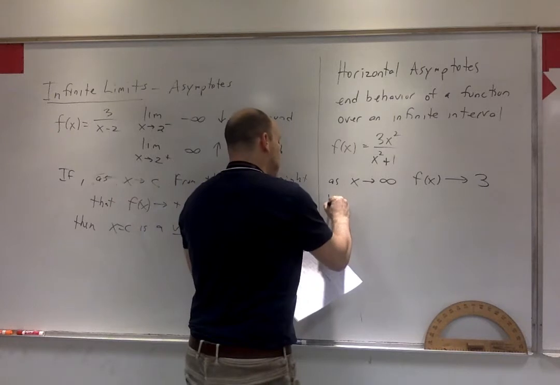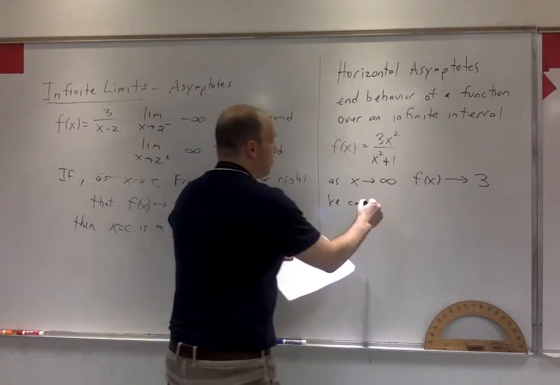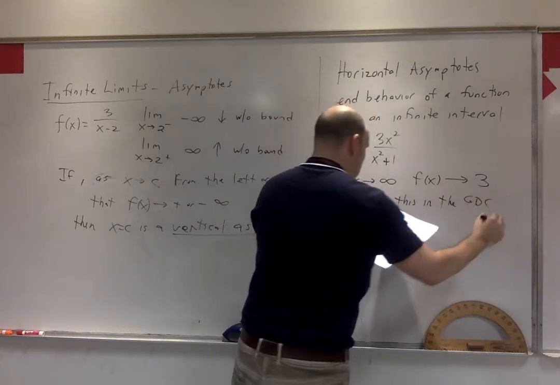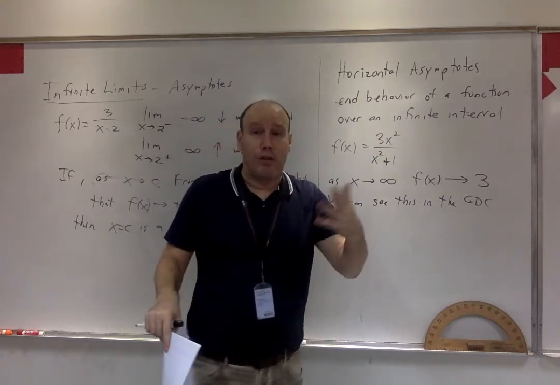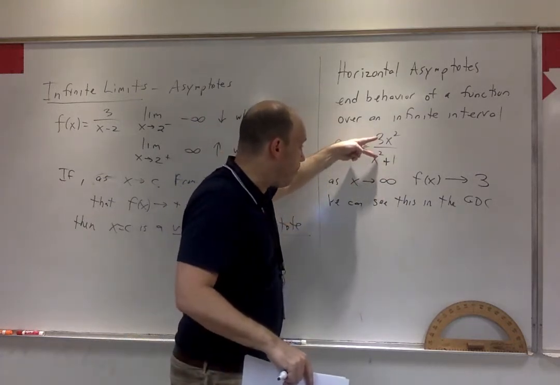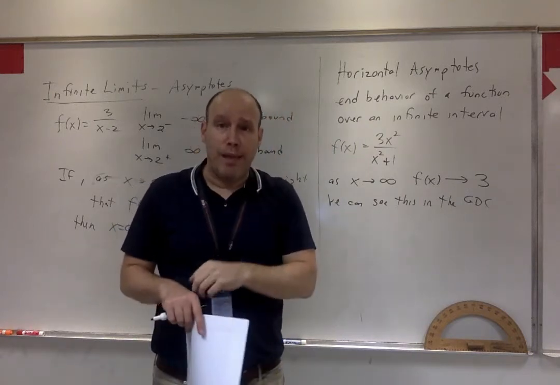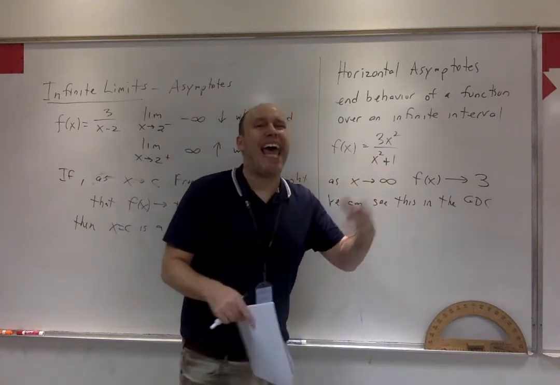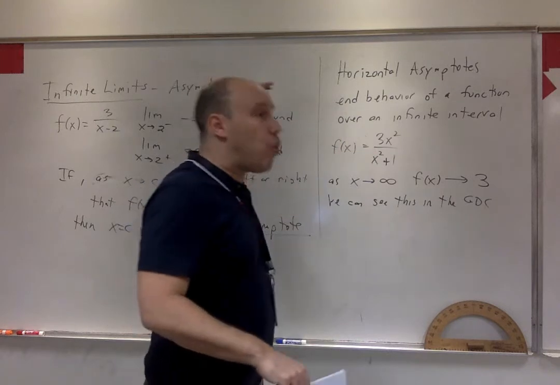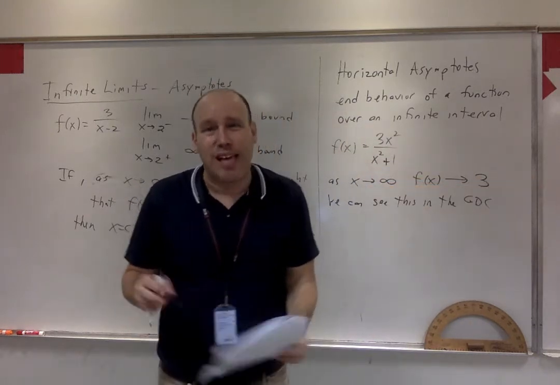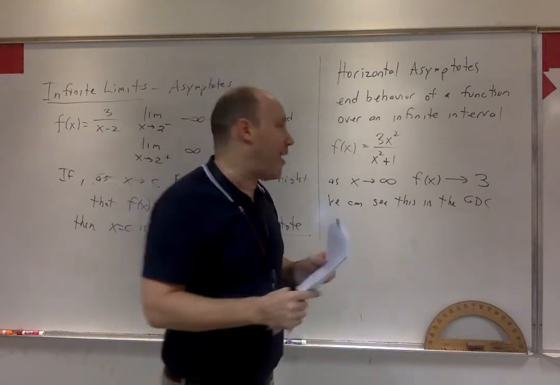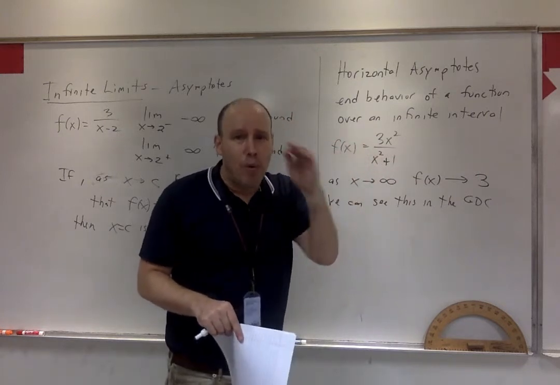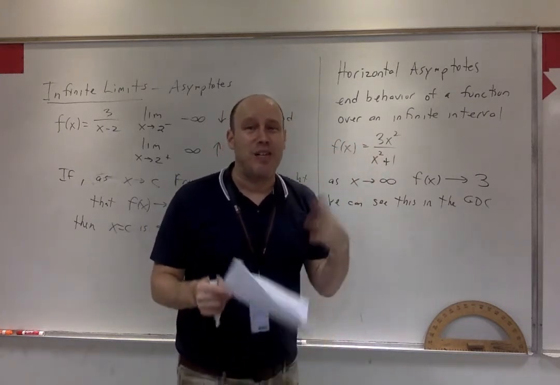Now, we can see this in the GDC. Go back to your GDC, put this function in there, open up a table, and set the table to start at 0 and go up by 10s or by 100, and you see the function goes quickly to 3. Because of rounding errors and decimals, it's going to say 3, but we know it's not getting there. That's rounding. If you go by 10s, you see like 2.9999999. You know what's going on. It's getting close. It's asymptotic to 3.